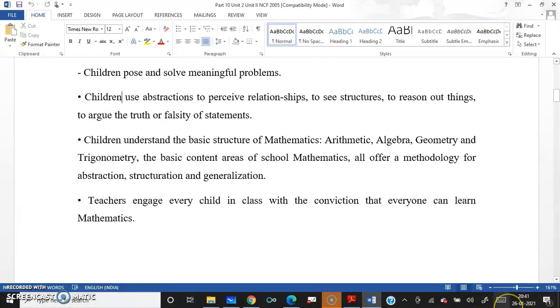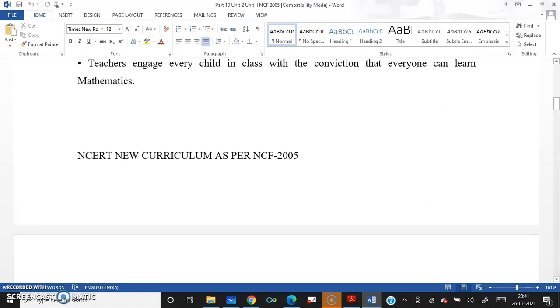Teacher engage every child in class with the conviction that everyone can learn mathematics. It's not that only a few people can learn mathematics. "I cannot learn" - students should not feel like that. Everybody can learn mathematics. That sort of feeling has to be developed.